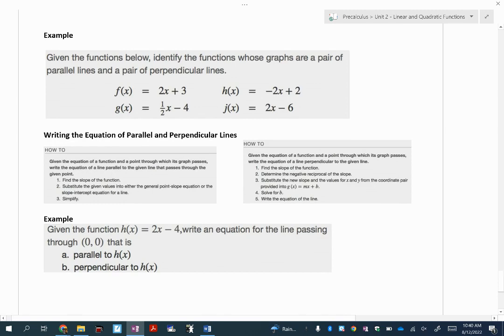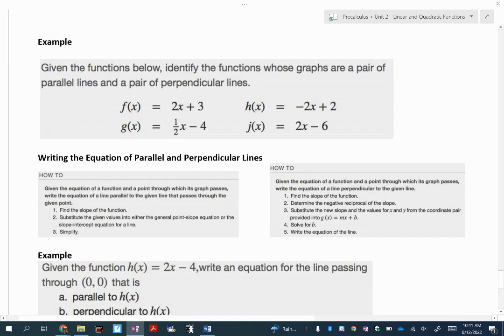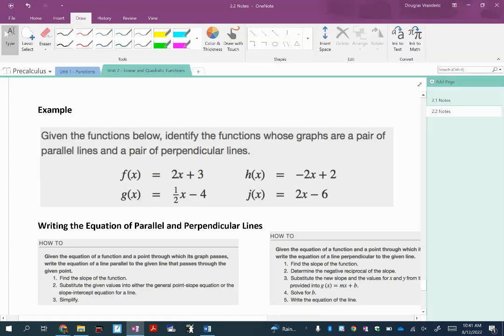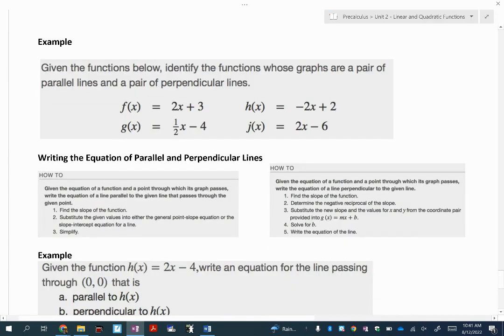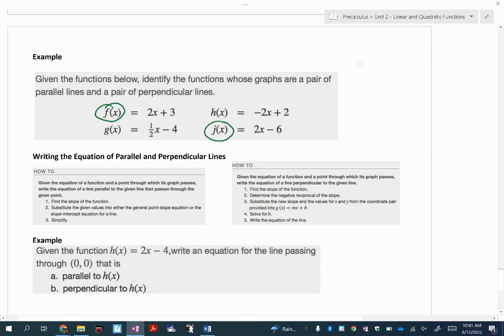Okay, so look at these four here. We've got these four here, which have f of x and j of x. So I'll do these two in green. So f of x and j of x have the same slope, but different y-intercepts. So f of x and j of x are parallel.